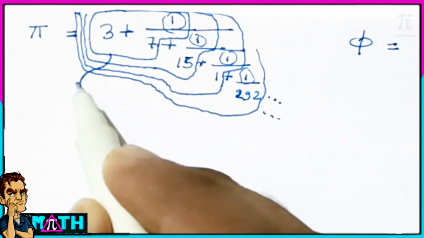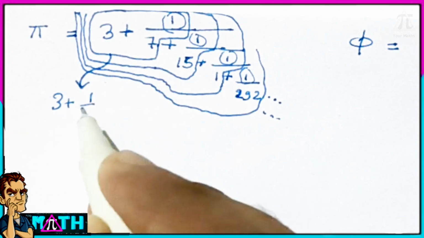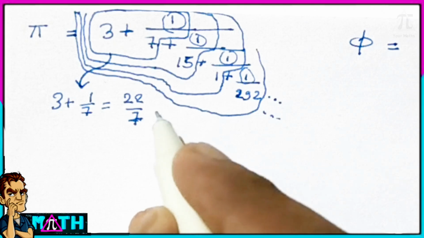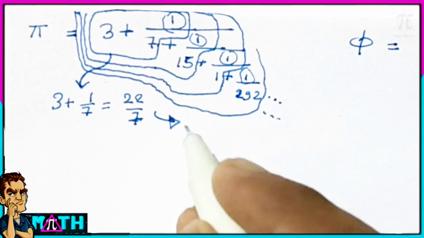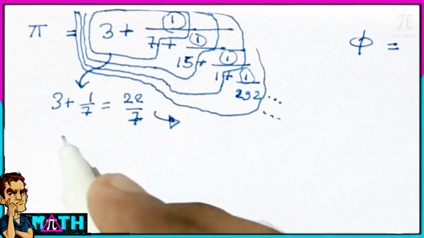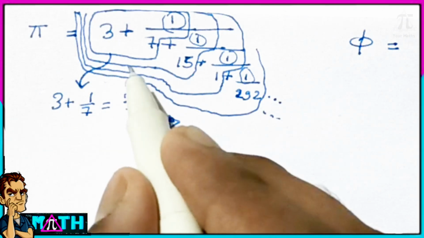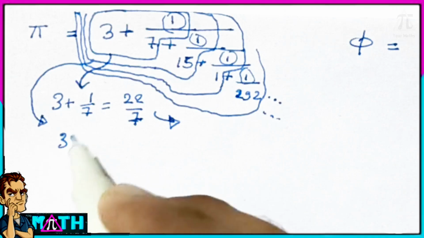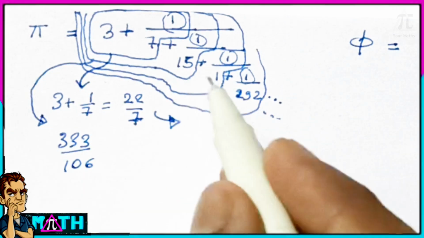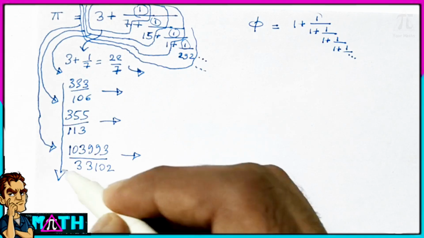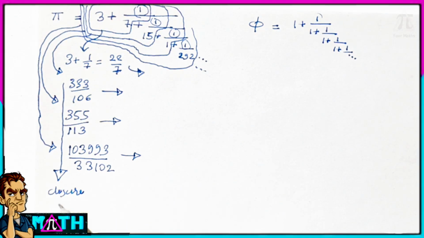So now let's solve this part. So this is 3 plus 1 by 7, which is equal to 22 by 7, the basic approximation of pi, whose value we will tell after solving other parts. Okay, so the next part, when you solve this part, let's say it will be 333 upon 106. When you solve, you will get this. So as you solve the other parts, you are getting closer towards the value of pi.